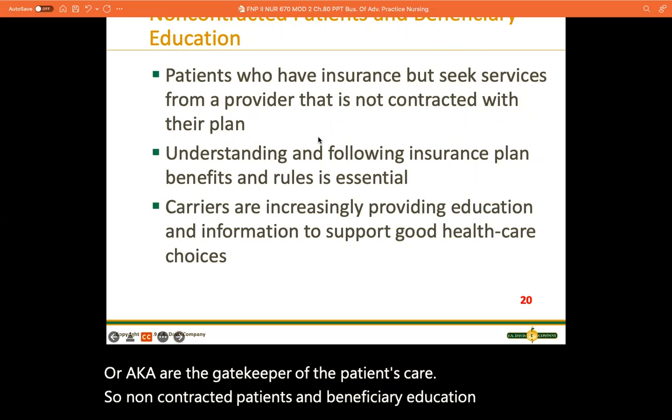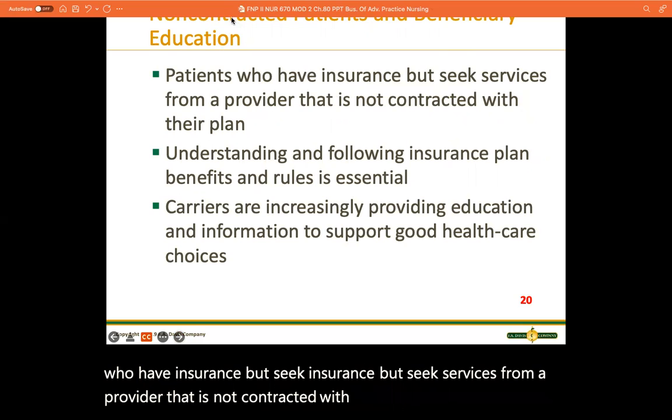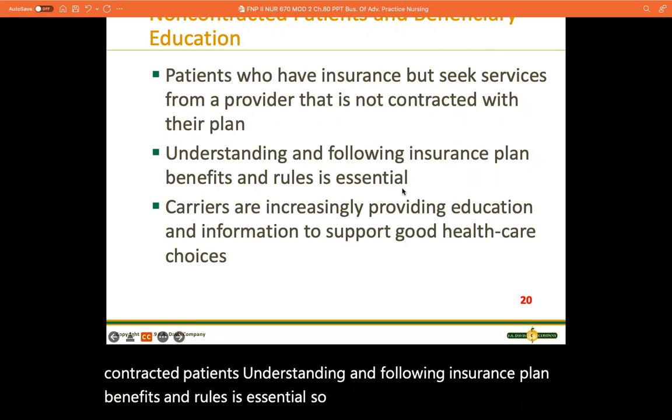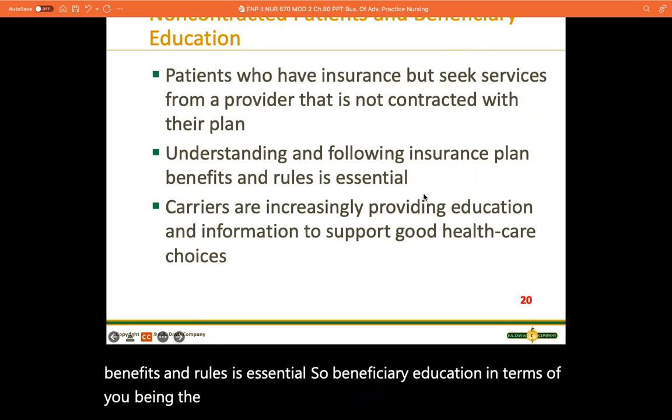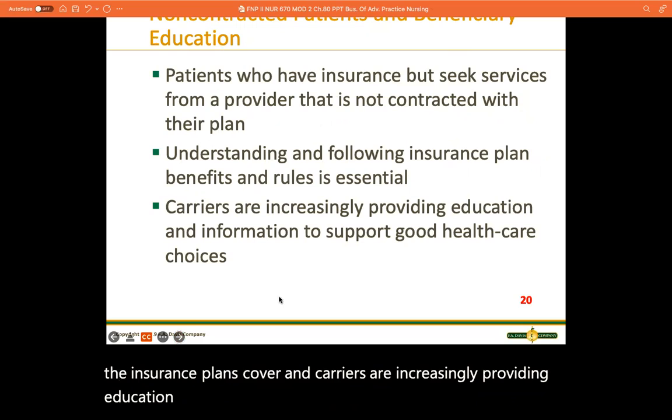So, non-contracted patients and beneficiary education. These are patients who have insurance but seek services from a provider that is not contracted with their plan. So those are non-contracted patients. Understanding and following insurance plan benefits and rules is essential. So beneficiary education, in terms of you being the nurse practitioner, means really understanding what the insurance plans cover. And carriers are increasingly providing education and information to support good healthcare choices.